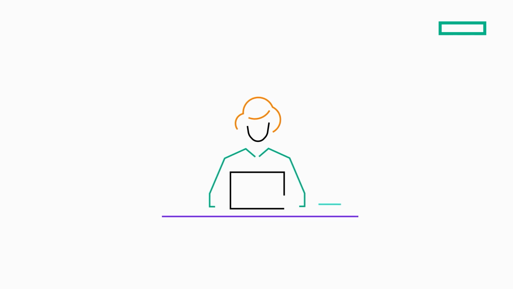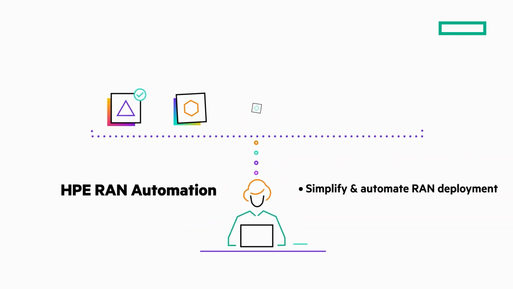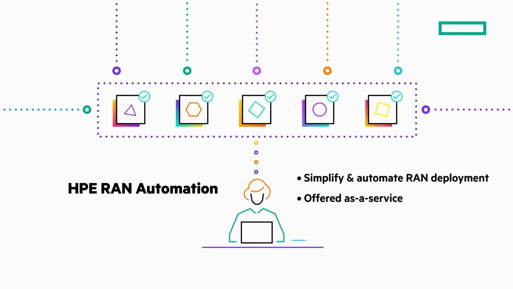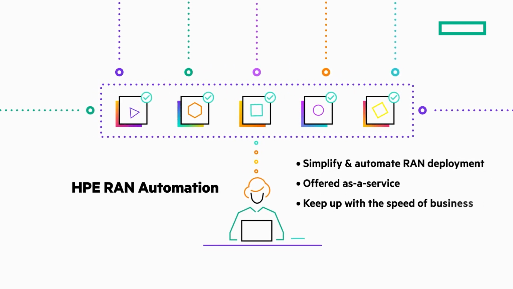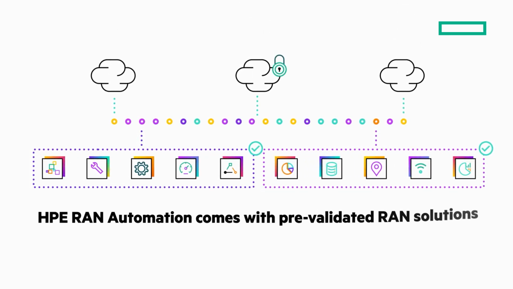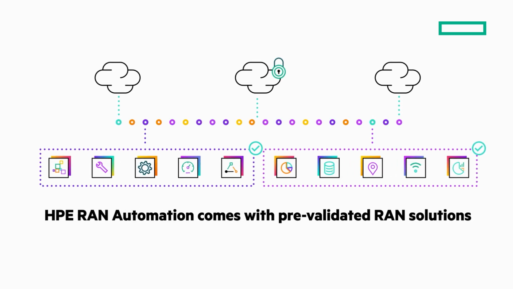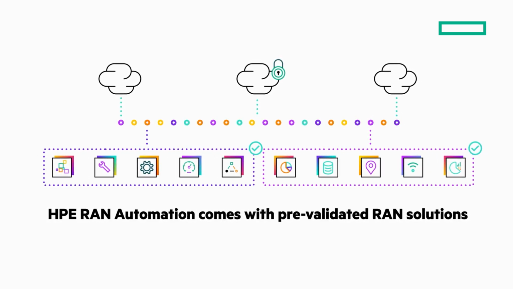HPE RAN Automation is built to simplify and automate RAN deployment and subsequent lifecycle operations, and is offered as a service, so you can always keep up with the speed of business. A ready-to-use platform, HPE RAN Automation comes with pre-validated RAN solutions, helping you to avoid complex and expensive multi-vendor integration efforts.